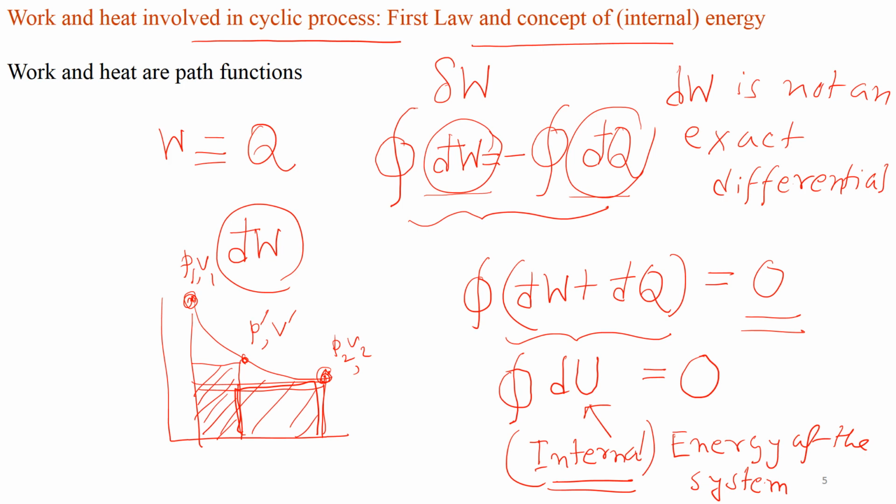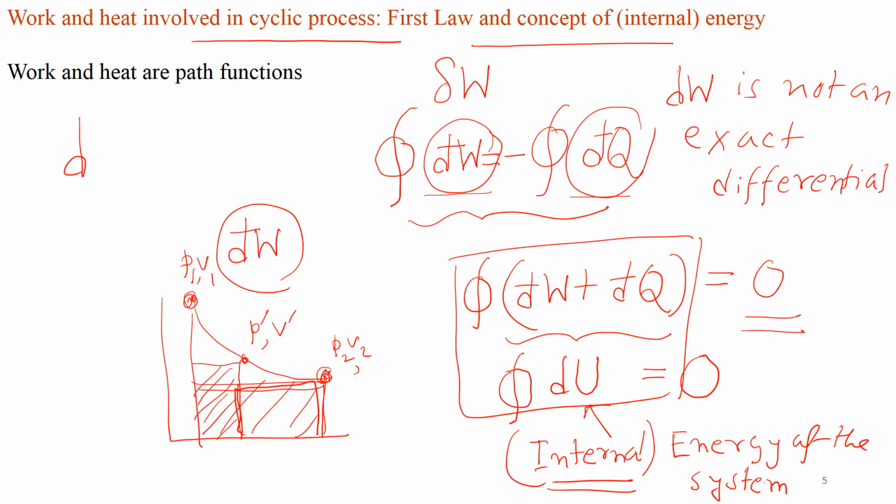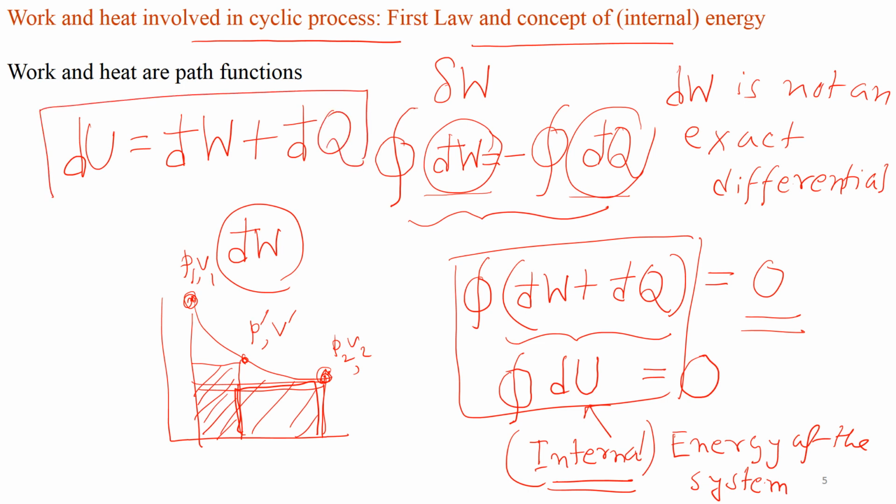Now, we can combine these two relations. What we just saw is that du is nothing but d cross w plus d cross q. So, this is the first law of thermodynamics written in its differential form.